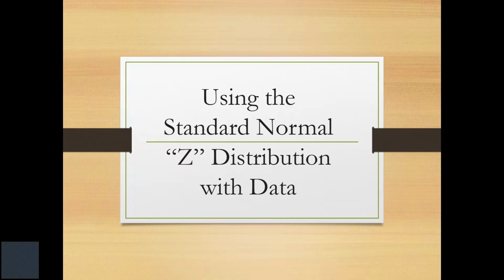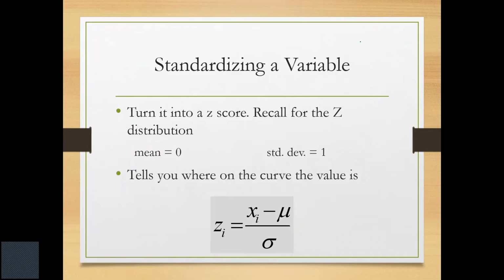Let's figure out how to use this z-distribution now that we've got some experience with it. We're going to have to do something called standardizing a variable in order to use this, which basically turns it into a z-score. So remember, for the standard normal z-distribution, the mean is 0 and the standard deviation equals 1. And that tells you where on the curve the value is. So we're going to take our value and we're going to turn it into a z-score.